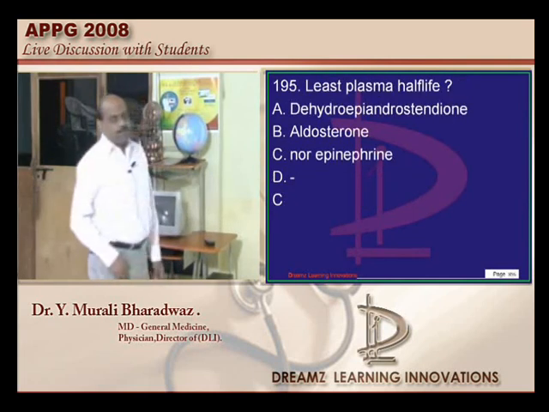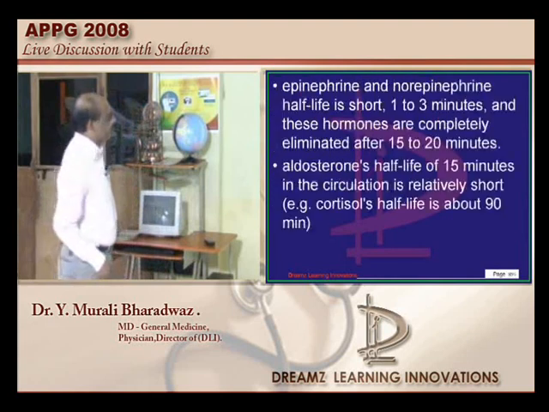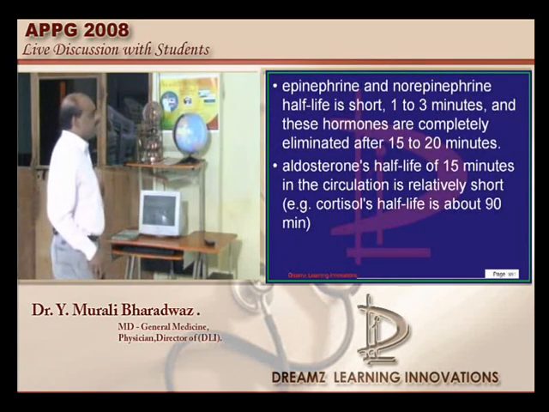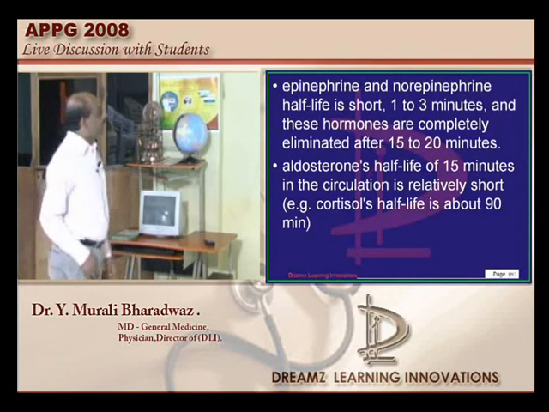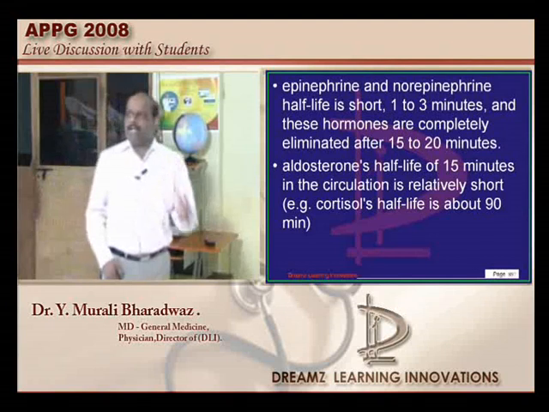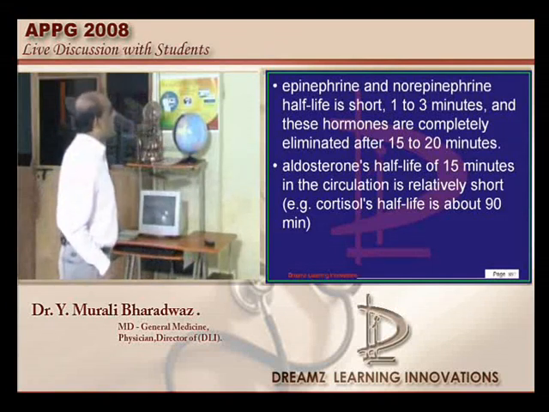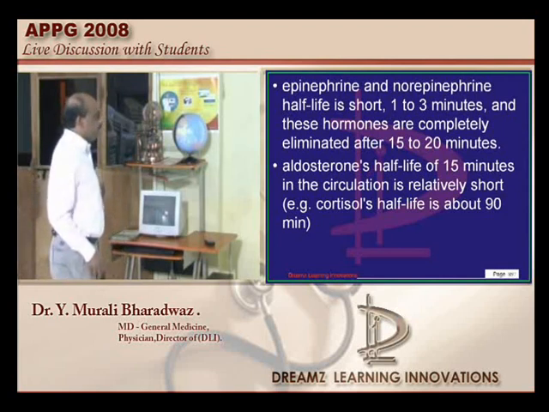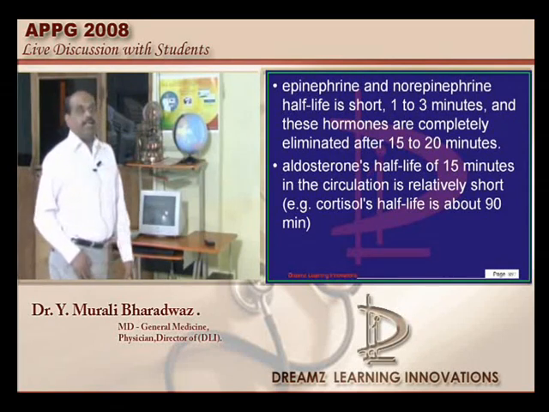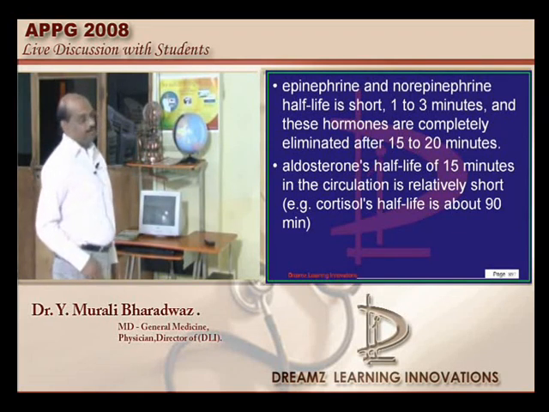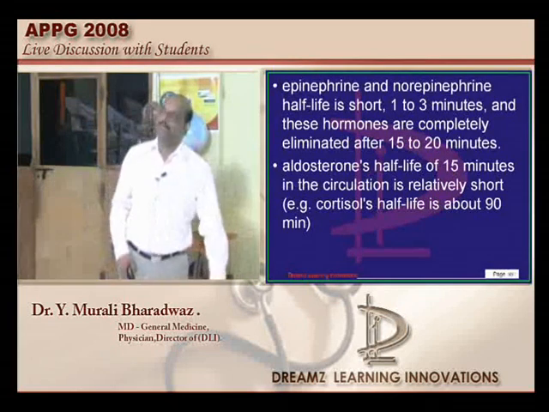Now what is the least plasma half-life that you come across? Epinephrine and norepinephrine have a very short half-life, only around 1 to 3 minutes, and they are eliminated completely within about 15 to 20 minutes. Aldosterone's half-life is around 15 minutes in circulation, and cortisol's half-life is around 90 minutes. That way the shortest is norepinephrine, which I want to underscore to all of you.